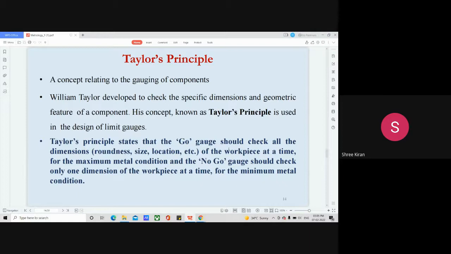Vishnu AP? Yes, correct, Vishnu. Thank you. While discussing gauges, we were discussing gauge design. At that time, we were discussing Taylor's principle. Yes, gauge design, the various types of gauges, everything.